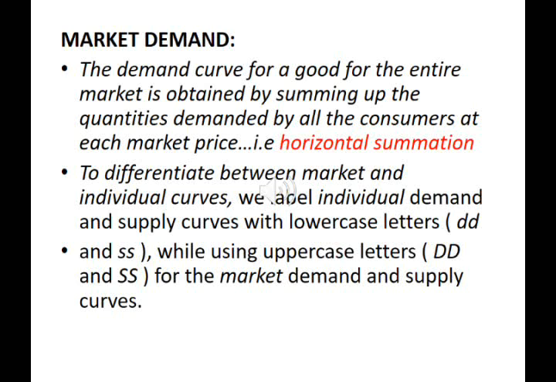So the demand curve for a good for the entire market is obtained by summing up the quantities demanded by all the consumers at each market price. So we take each market price and then we horizontally sum the quantity demanded by each individual consumer at that price. And this horizontal summation will give us the market demand curve for any good.